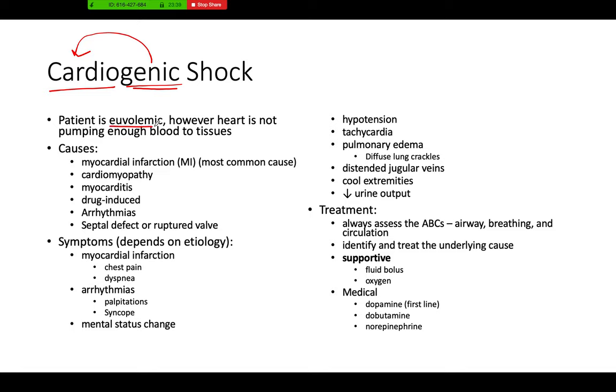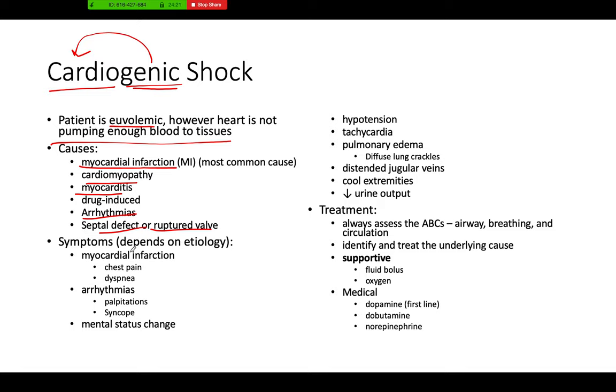So our patient has enough volume. However, the heart is not pumping enough blood to the tissues. Most commonly, this is going to be a client who had a history of a myocardial infarction or is currently having a myocardial infarction. When you have this MI, you lose cardiac muscle. If you have less muscle, obviously, there's less ability to pump oxygen-filled blood to the extremities. Other causes could be a cardiomyopathy, a myocarditis, or an inflammation of the muscle of the heart, some drug-induced arrhythmias like ventricular tachycardia, septal defect, ruptured valve. Cardiogenic just means it's coming from the heart. The heart's not pumping enough blood.